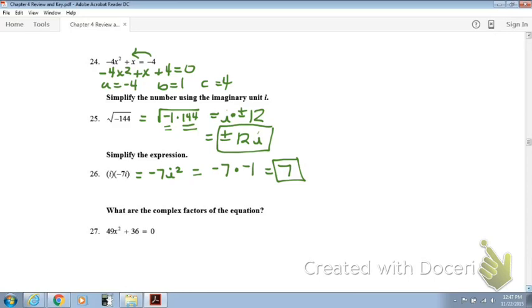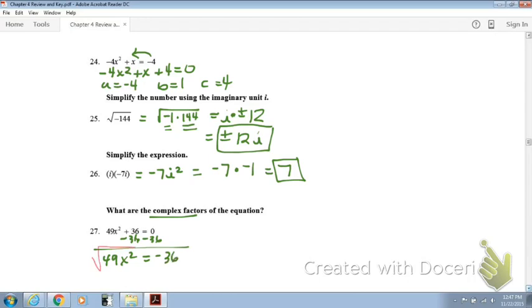Number 27, what are the complex factors of the equation? Complex really means that we're probably looking at having an i as a factor, and factors are something times something. So I'm going to solve for x squared and basically work backwards. So subtract 36, that's 49x squared equals negative 36.